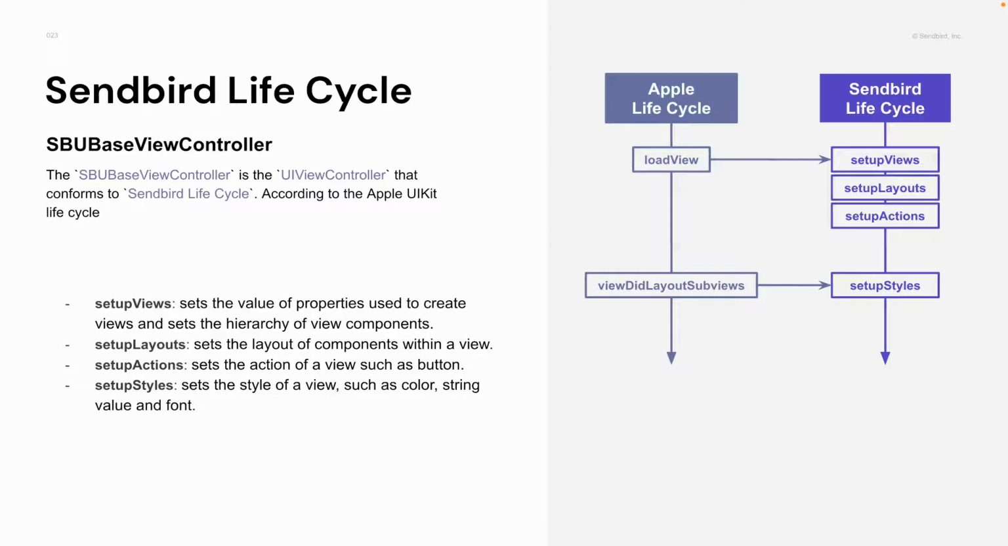Setup styles sets the style of a view such as color, string, value, and font. This interface is called when the viewDidLayoutSubviews method of the Apple UIKit lifecycle is called.